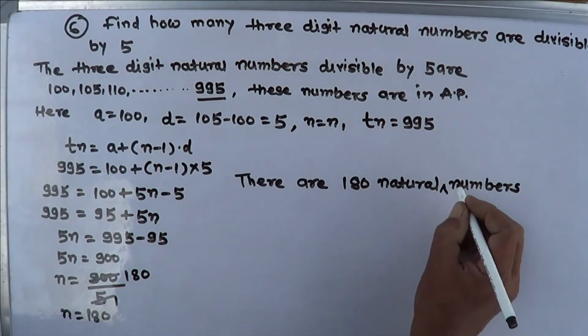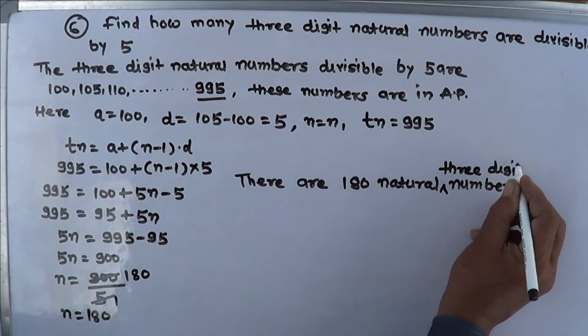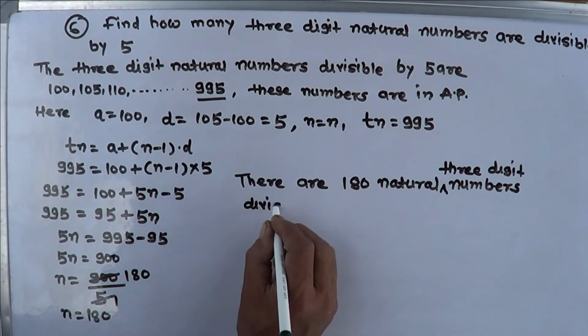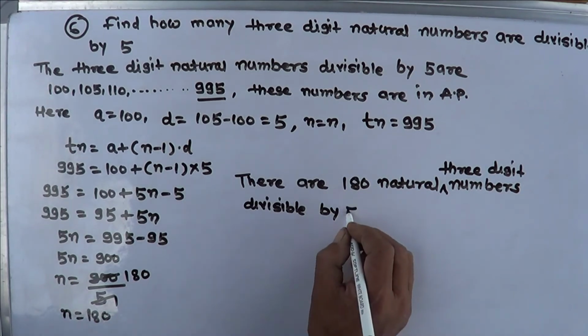Three digit natural numbers divisible by 5.